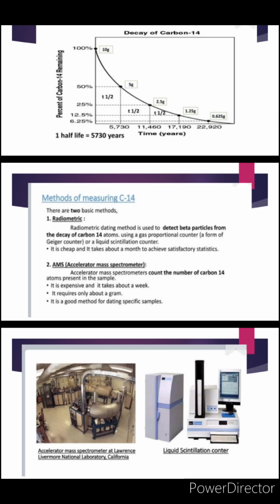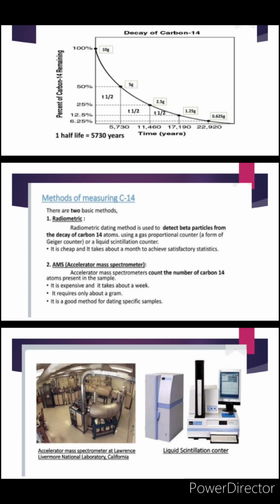So as time increases, the carbon 14 amount also decreases. One half life equals 5730 years. In the x-axis we represent the time in years, and in the y-axis we represent the carbon 14 remaining amount.